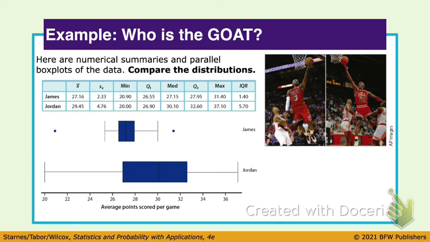What we're going to do is compare these distributions. So we want to compare what we notice about these two guys. So what do you guys think about the shapes? Would you say that they are skewed at all or symmetric, or what do you think? Obviously we can't tell peaks, but what do you think about those shapes?